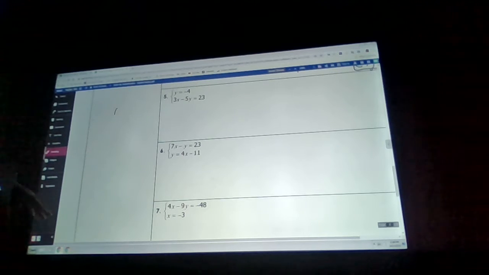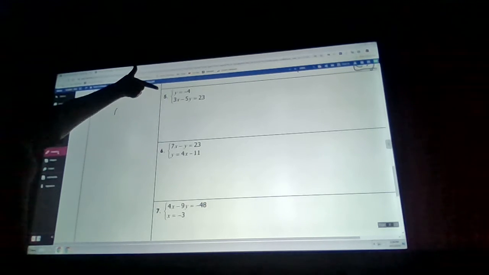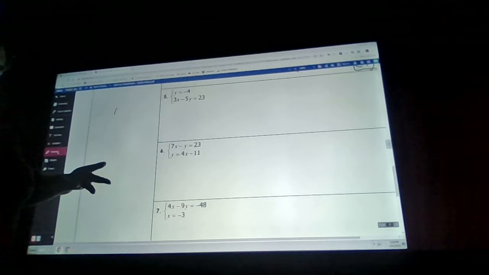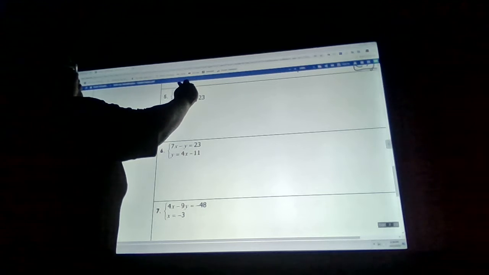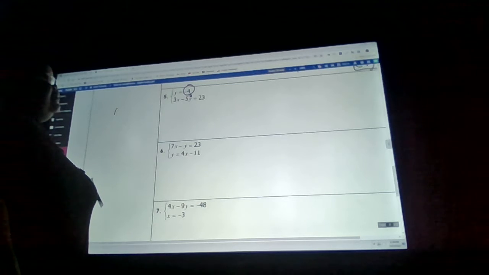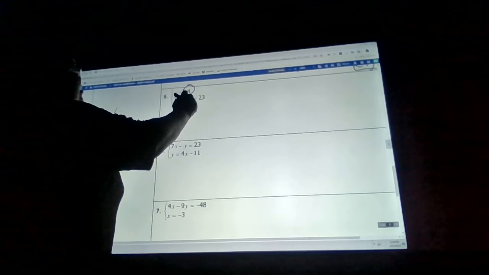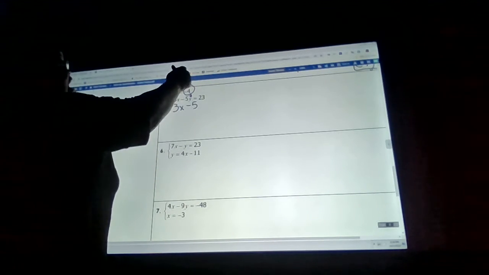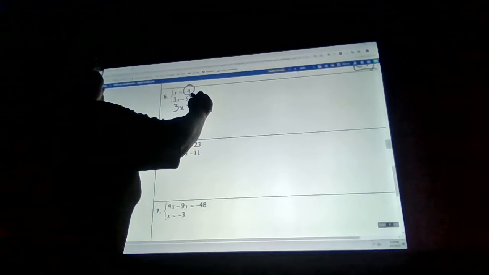number 5. Number 5 is kind of an easy one. And I'm going to say that because you're probably looking at this going like, what the what? You already have it solved for y. So all we have to do is find x and we're good to go. So it says y equals a negative 4. I'm going to take this negative 4 and plug it into that equation right there. I have 3 times x minus 5 times y equals 23. So 3 times x, which we don't know what it is, minus 5 times y. We already know y is a negative 4 because they just told us. Okay? So I'm going to plug that negative 4 in there.